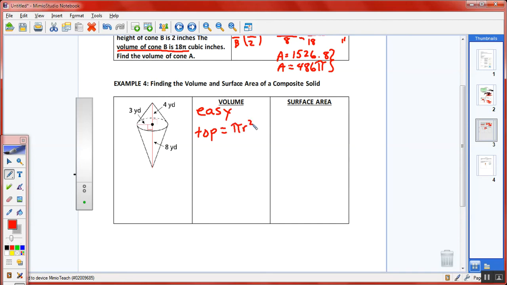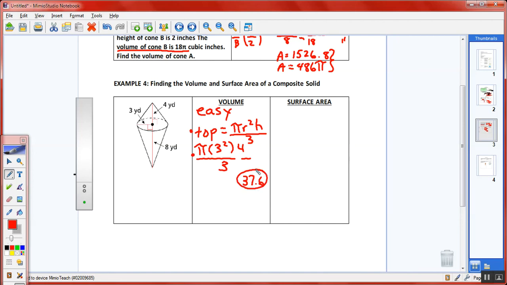Pi r squared times height divided by... Okay, do I have the proper height and do I have the proper radius? Okay, no problem. Here we go. Volume of the top would be pi times what? 3 times the height divided by... Okay, tell me what that number is. 37.6. I'm going to bank that, okay?